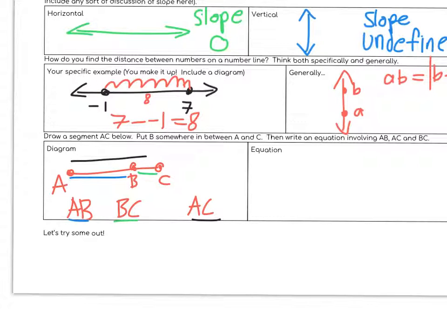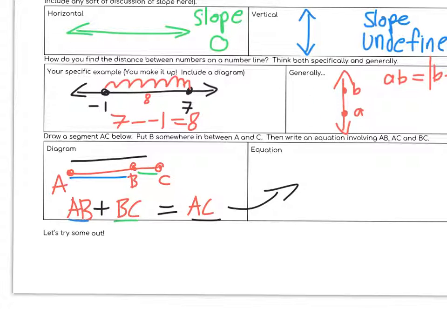So an equation for this might make sense if I did AB plus BC, and that's going to be equal to AC. And I guess that should have been on this side here, but that's okay. This has a formal name. This is called the segment addition postulate. A postulate is something that we accept as true, although we don't have really any way to necessarily prove that.